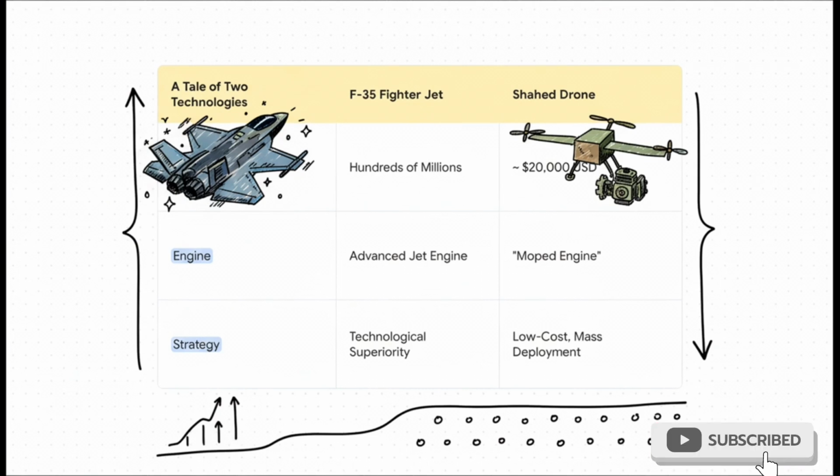This slide just paints such a clear picture. On one side, you have a fighter jet that costs hundreds of millions of dollars. On the other, a drone that costs about 20 grand and runs on an engine that the source compares to one from a moped. This isn't about trying to match technology anymore. It's about completely changing the rules of the game.